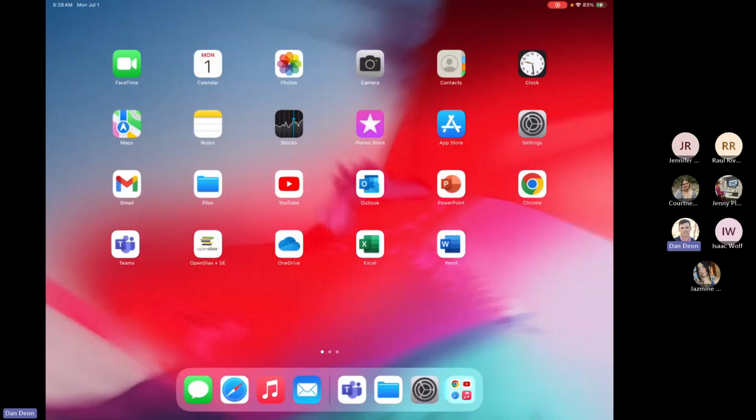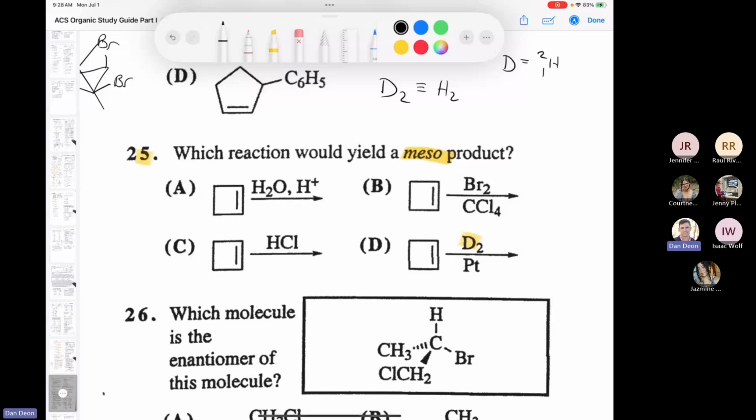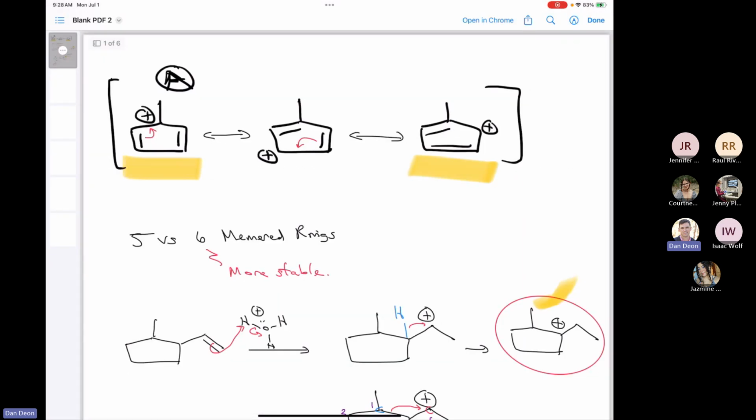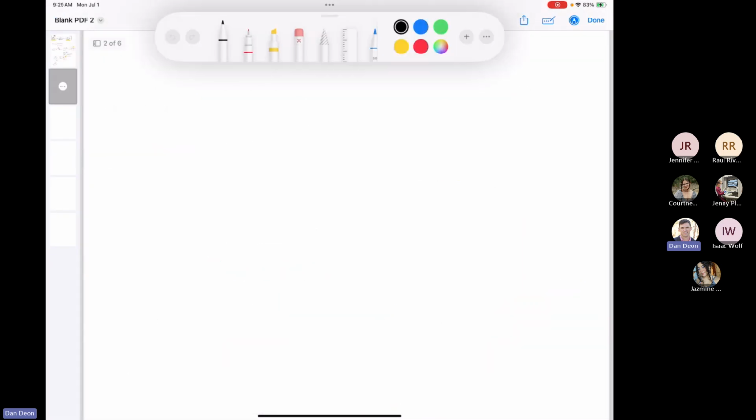Okay, so we left off looking at this question from the study guide, number 25. Which reaction would yield a meso product? So I'm actually going to run through all these scenarios with you. Let's go over here and we'll just try them all. So this is question number 25.